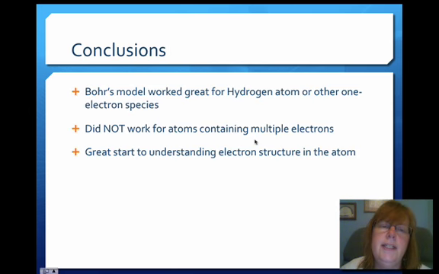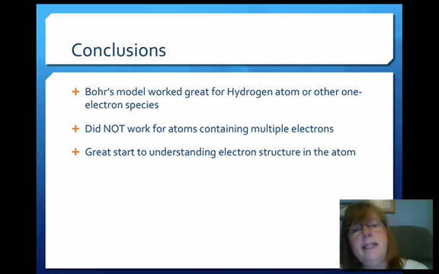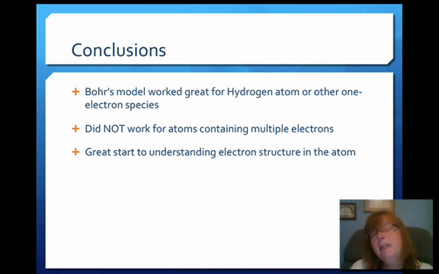So, conclusions. Well, Bohr's model worked great for the hydrogen atom and for other one-electron species, but it didn't work great for atoms that contained multiple electrons because it turns out the electrons influence one another. But this was a great way to start understanding the electronic structure in the atom. And so our next video is going to talk about how the Bohr model was then expanded to how we understand electrons in the atom today.